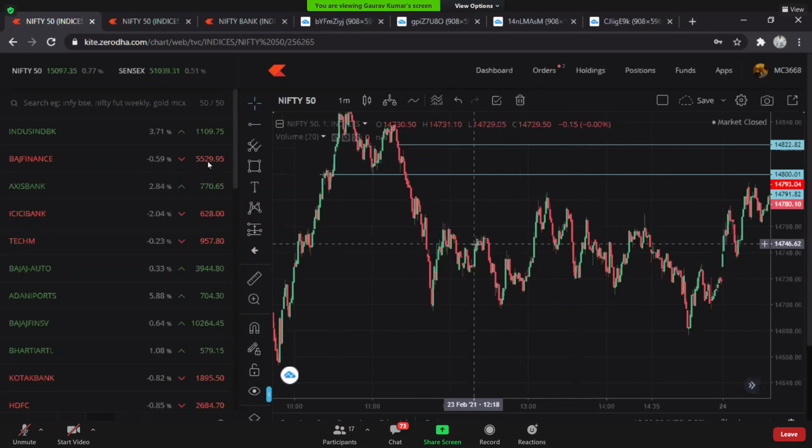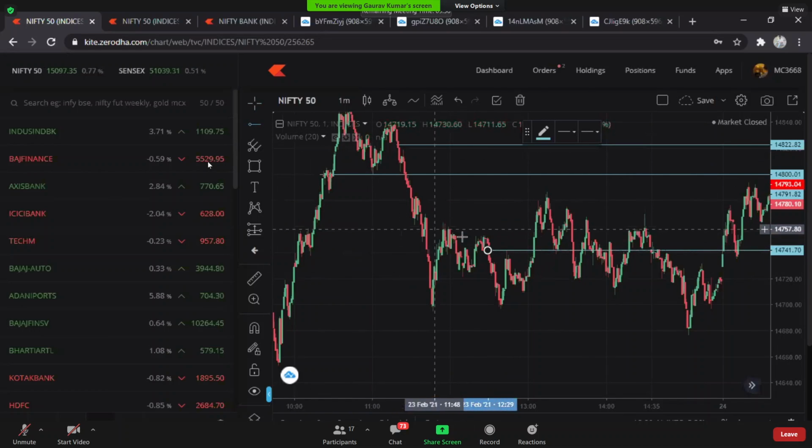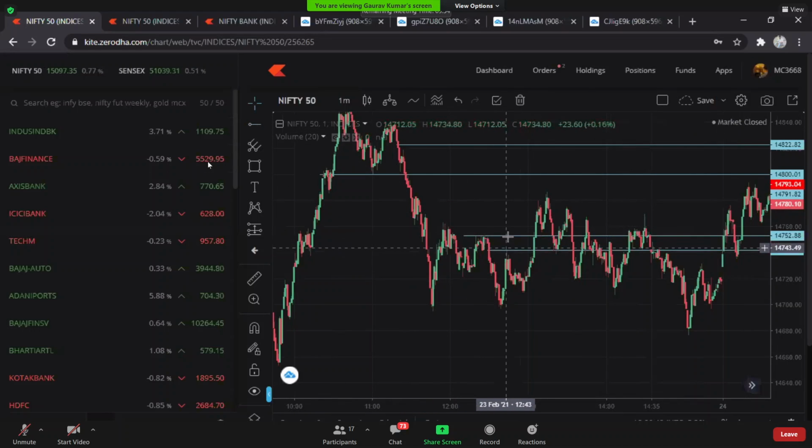If someone had to enter at this W, where would they have kept their stop loss? I mean, where would they have kept their target? So this is the point where they should have kept their first target, and their second target at this point.